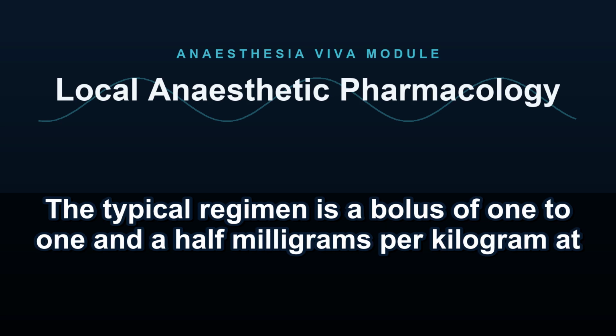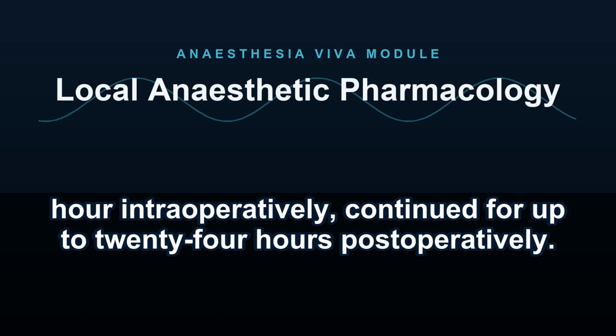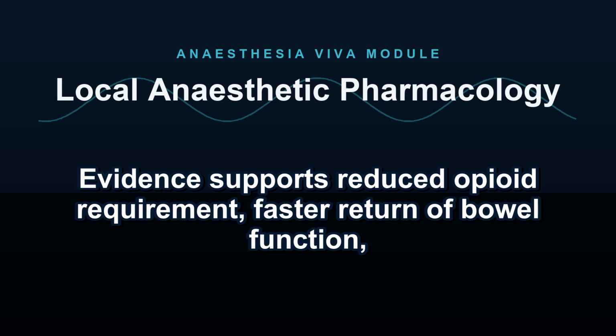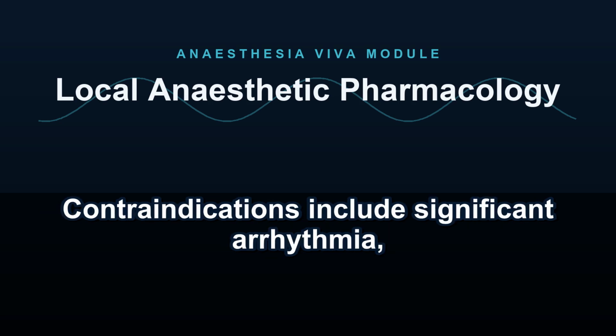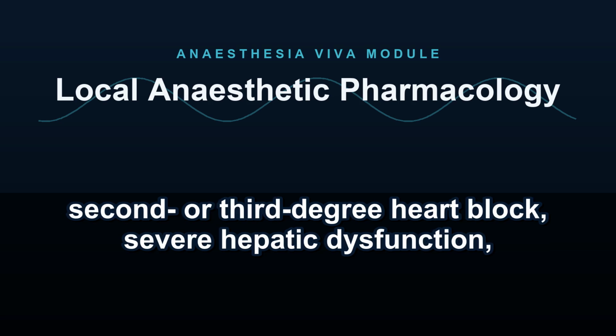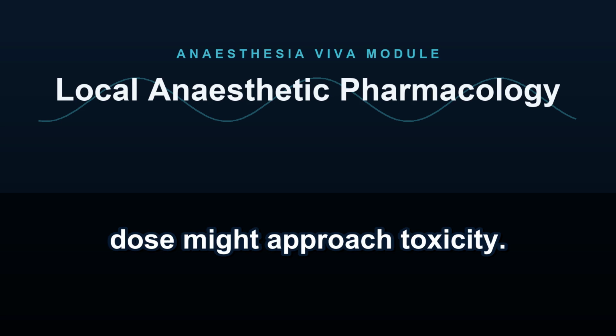The typical regimen is a bolus of 1 to 1.5 milligrams per kilogram at induction, followed by an infusion of 1.5 milligrams per kilogram per hour intraoperatively, continued for up to 24 hours postoperatively. Evidence supports reduced opioid requirement, faster return of bowel function, and shorter hospital stay in appropriate populations. Contraindications include significant arrhythmia, second or third degree heart block, severe hepatic dysfunction, and concurrent administration of other local anesthetic agents whose cumulative dose might approach toxicity.